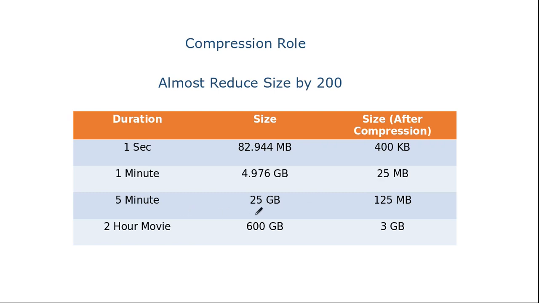For a 5-minute movie we saw earlier that it requires 25 GB, but once you compress it, just 125 MB. That is a very small amount of data for a 5-minute video, and it's good enough to see in HD quality. For a 2-hour movie it was earlier 600 GB and it took around 6 to 7 days to download, but now we have just 3 GB. That is a very reasonable space requirement, and due to less space it also requires less time to transfer over the internet from one machine to another.